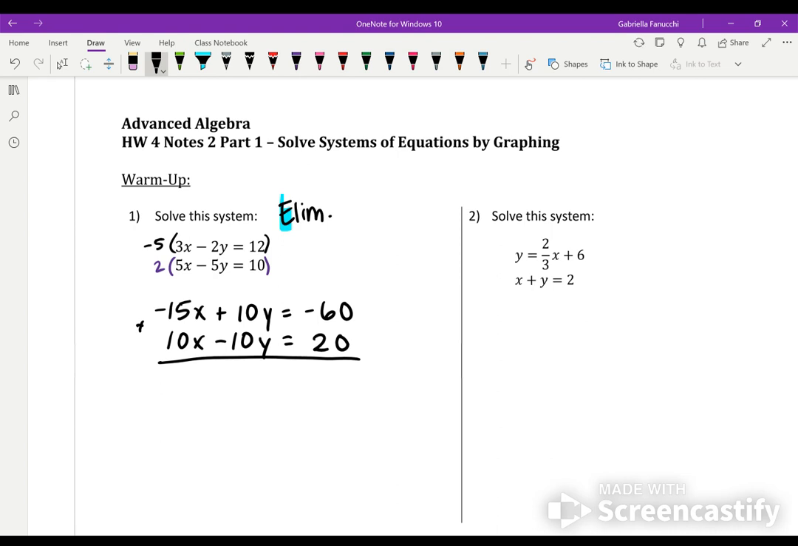Looking at number 2, this one should be boom right in your face. We have y equals 2/3 x plus 6, and we have x plus y is equal to 2. So right away, you should see that this should be substitution. Okay, you're going to take this portion here, and you're going to plug it in right there. So you get x plus 2/3 x plus 6 is equal to 2. And remember, try and get rid of that fraction by multiplying everything by the denominator, so you don't have to work with that 2/3 anymore.